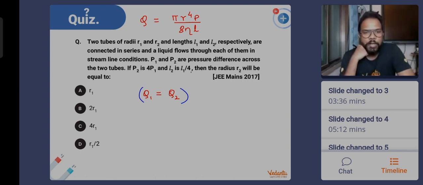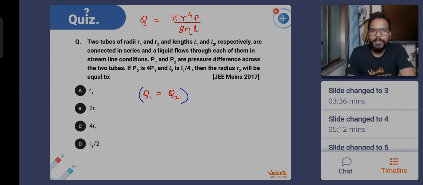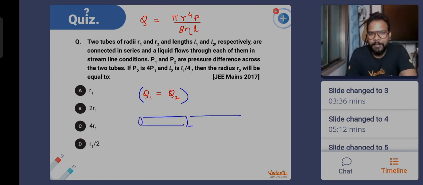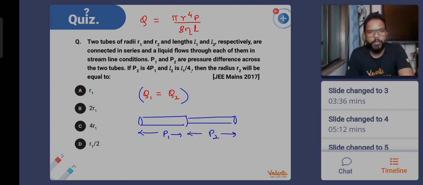P1 and P2 are the pressure differences across the two tubes. The left side tube has pressure difference P1, the right side tube has pressure difference P2, and it is given that P2 is 4 times P1. Please don't think it is the pressure at one of the ends. There are two tubes with different areas, so here the pressure difference is P1 and here it is P2. So P2 is 4 times P1. L2 is also 1/4 of L1. You have to find the radius R2 in terms of R1.